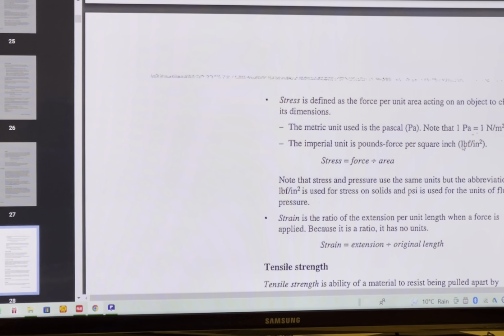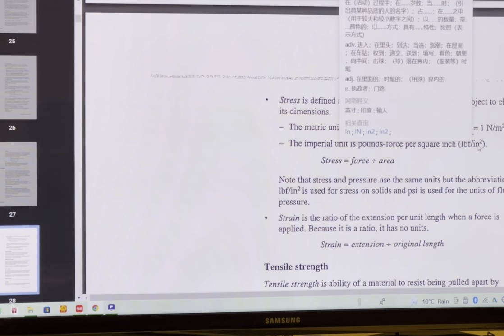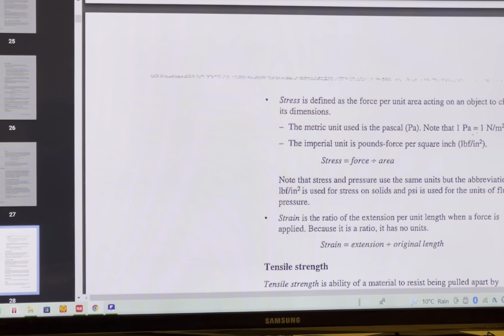We often compare pounds. Here LB, and F means force. If you describe the weight, only LB is okay. If you describe the imperial unit of pounds force, you should write LBF. LBF per square inch, or per inch squared, doesn't matter. We often read it as square inch.